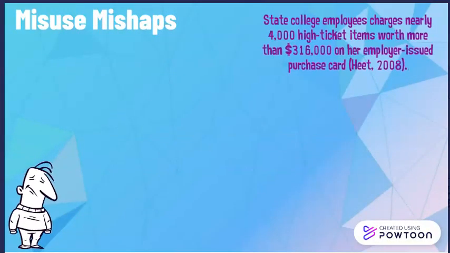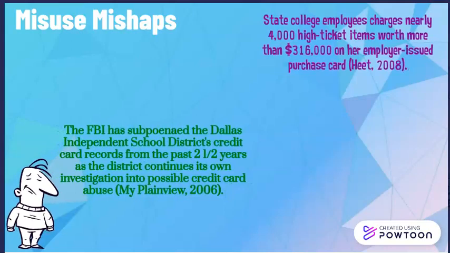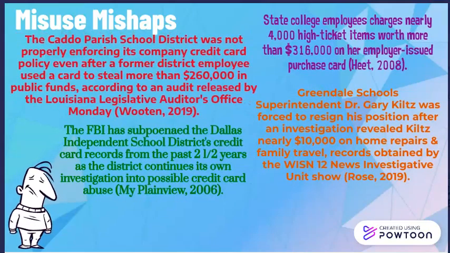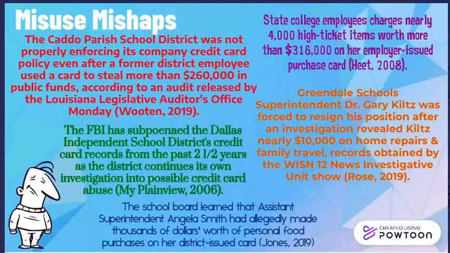So now we have misuse mishaps. The first one is a state college employee who charged nearly $4,000 in high-ticket items worth more than $316,000 on her employee-issued purchase card. Next, the FBI subpoenaed the Dallas Independent School District's credit card records from the last 2.5 years as the district continues its own investigation into possible credit card abuse.